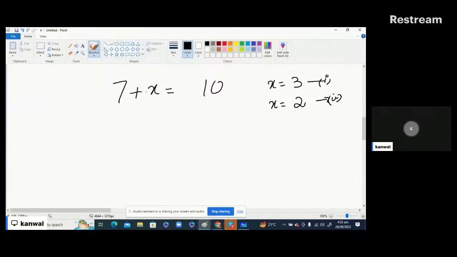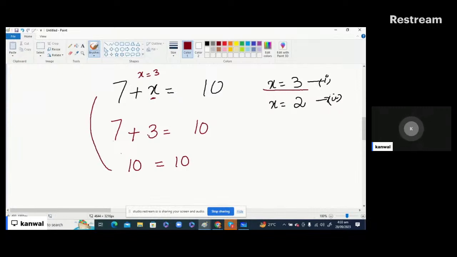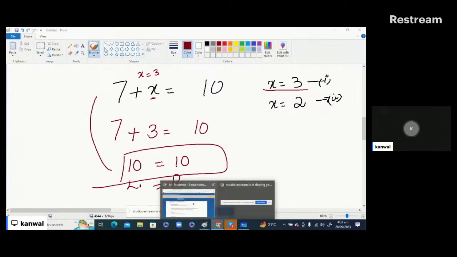So first of all we put x as 3. Okay, so here is 7 as it is, plus in place of x I'm going to put 3. Here is 10 as it is, so 7 plus 3 is 10, that is equal to 10. It means that x equals 3 satisfies this equation because we have got the same answer on the left hand side as well as the right hand side. Okay, now let's do the question related to that.